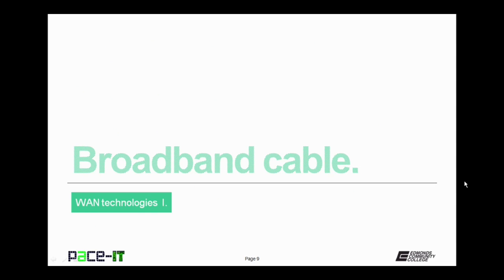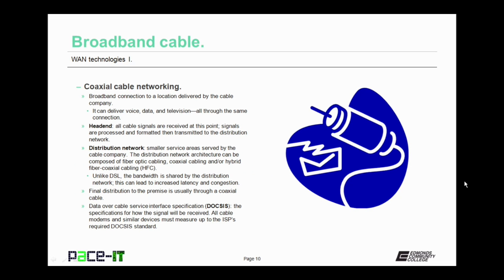Now that the PSTN is out of the way, let's move on to broadband cable. Broadband cable is coaxial cable networking. It's a broadband connection to a location delivered by the cable company. Broadband cable can deliver voice, data, and television all through the same connection. And the way it works is the digital signal is delivered to the head end. This is where all the cable signals are received.